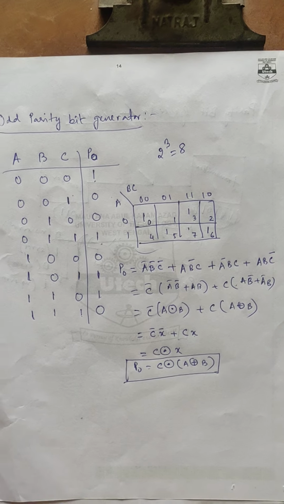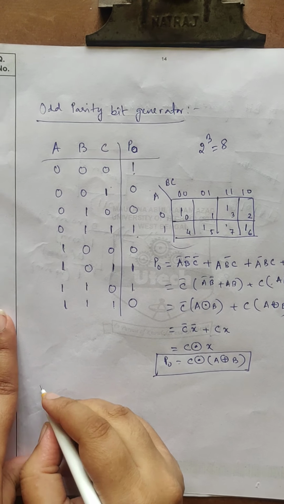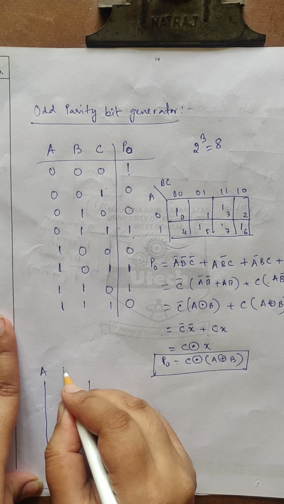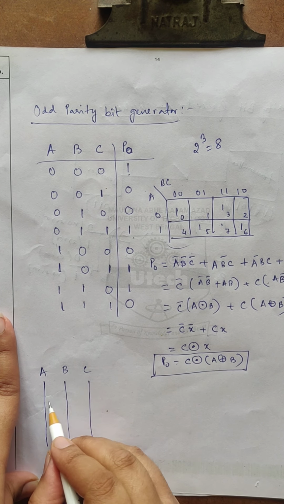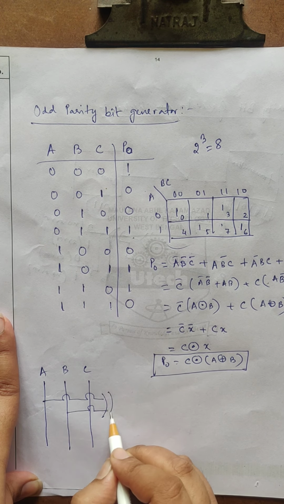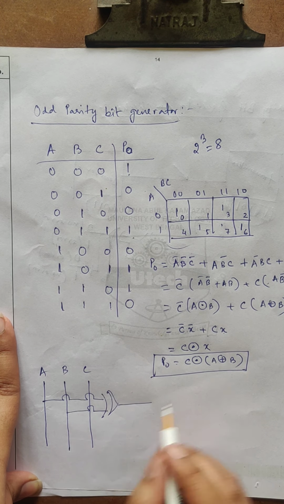To make the logic diagram, again in the same way, we have A, B, C. First we take A XOR B, and then XNOR.